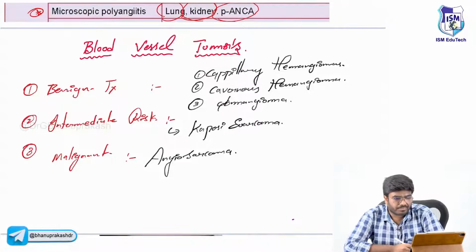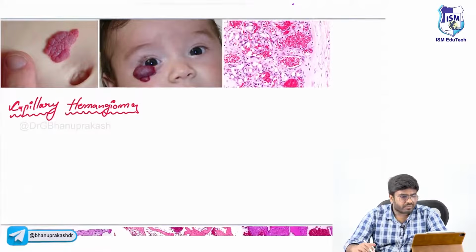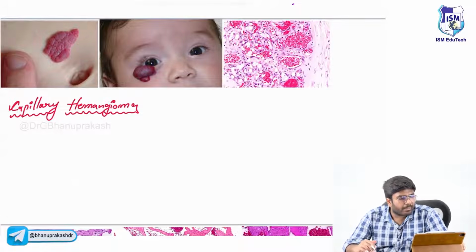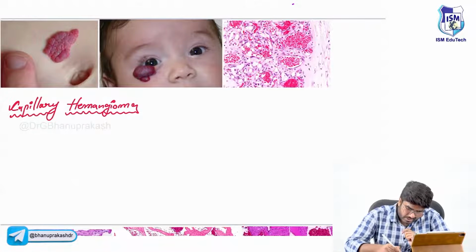Okay, angiosarcoma, sir. So these are the 3 types of tumors which we have to study now: capillary hemangioma, cavernous hemangioma, glomangioma, Kaposi sarcoma and angiosarcoma. Now look here. The first type which we are going to discuss is capillary hemangiomas. Now, they will give you an image-based question.